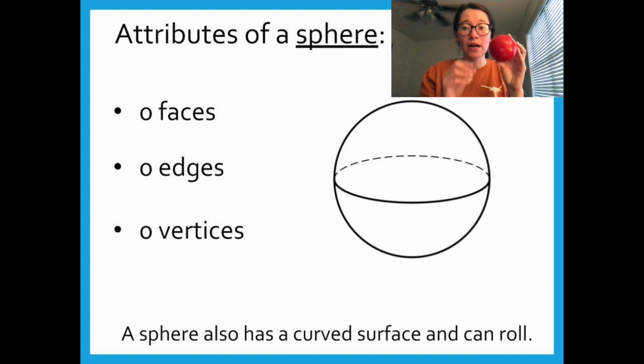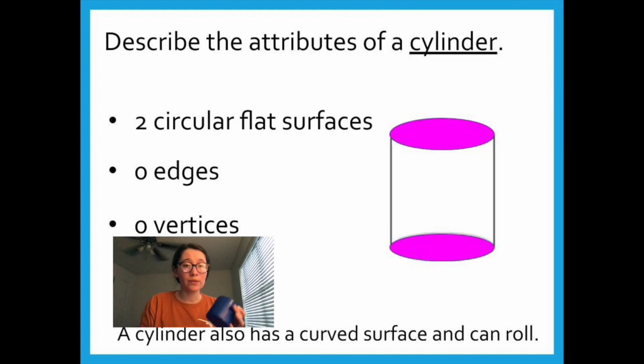Similar to a circle, a sphere has 0 faces, 0 edges, and 0 vertices. A sphere also has a curved surface and can roll like a ball. The next 3D shape we're going to be looking at is a cylinder. Now, this cylinder has 2 flat surfaces that are circular, also known as 2 faces. But it also has 0 edges and 0 vertices. You'll notice that like a sphere, a cylinder is also curved, and a cylinder can also roll.